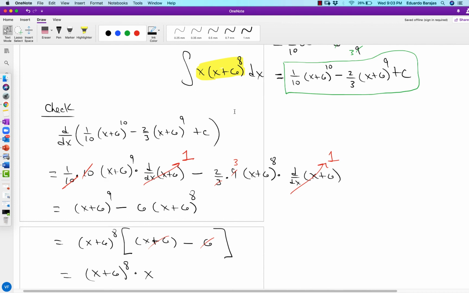Right? So as you can see, we started off with integrals that looked really, really obvious, but they can get kind of complicated. It wouldn't have been intuitively obvious to say, oh, the derivative of this ugly thing is really just x times (x plus 6) to the 8th. So we got to work the process and use the substitution method.